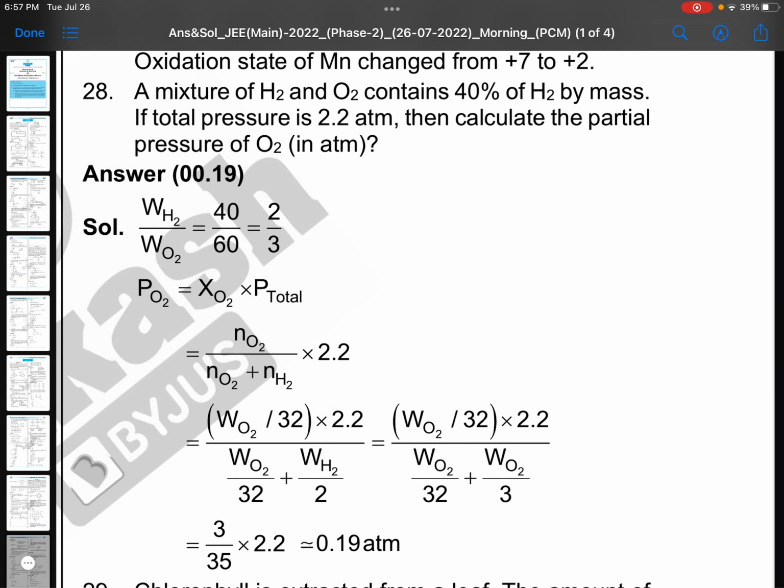A mixture of H2 and O2 contains 40% hydrogen by mass. Means 40 grams hydrogen, then remaining 60 grams oxygen. 40 grams hydrogen means 40 by 2, 20 moles. 60 grams of oxygen means 60 by 32, almost 2 moles. So total moles are 22. Okay, total moles when they are 22. So total pressure is 2.2 atmosphere given. Directly formula, partial pressure is equal to total pressure into mole fraction. So 2.2 atmosphere total pressure into mole fraction, means number of moles of that by total number of moles. 2.2 into 2 by 22. You will be getting the answer.